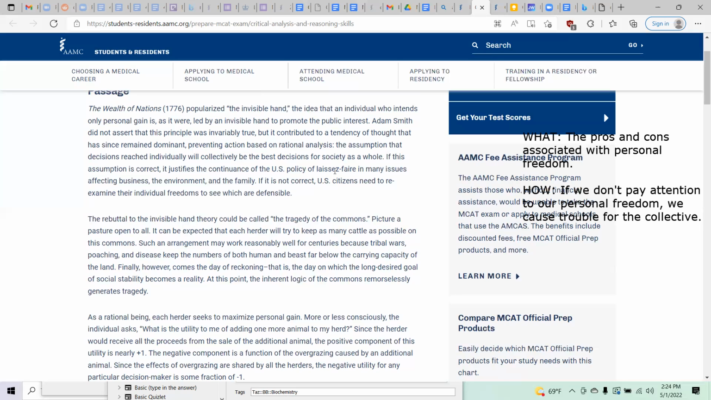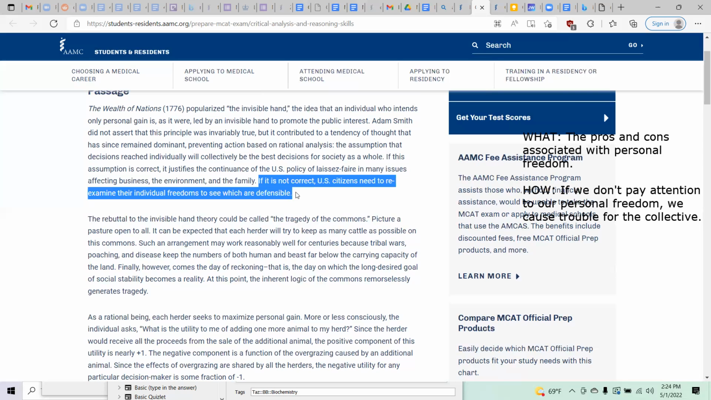Okay. So the assumption that decisions reached individually will collectively be the best decisions for society as a whole. If this assumption is correct, it justifies the continuance of the US policy of laissez-faire in many issues affecting business, the environment, and the family. If it is not correct, US citizens need to re-examine their individual freedoms to see which are defensible. You highlighted this part, right? If it is not correct, okay.